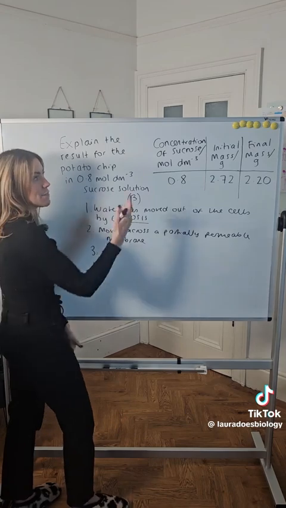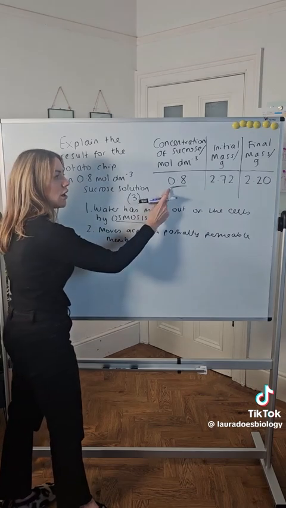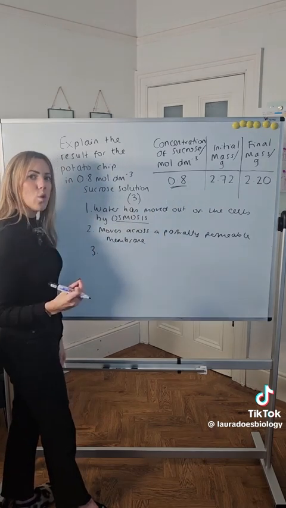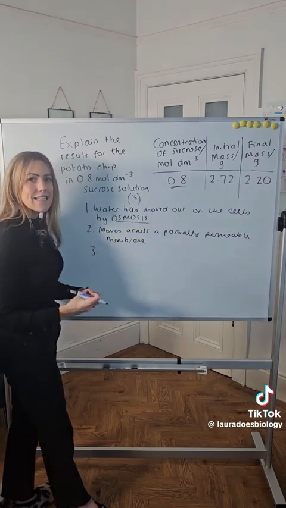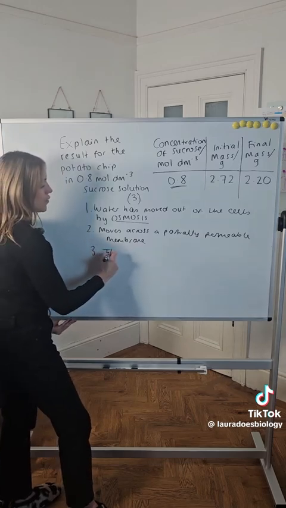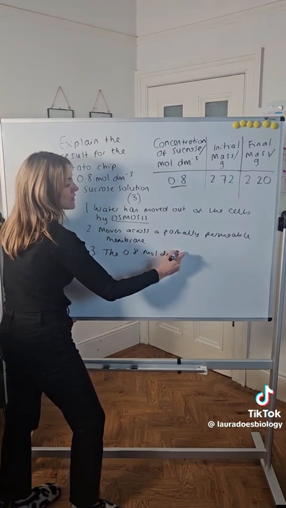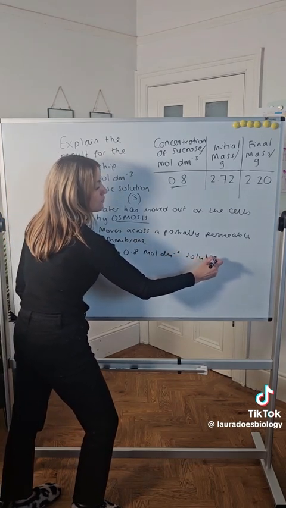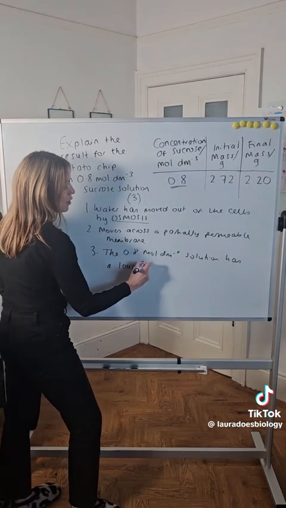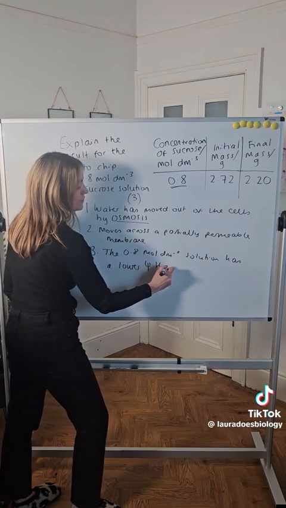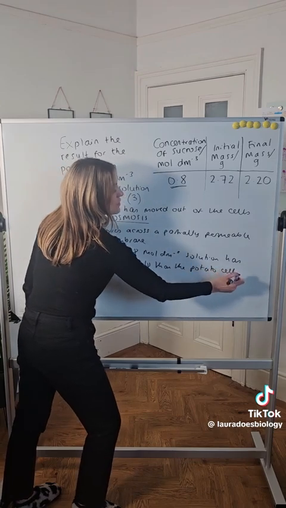And that makes sense because this is quite a high concentration of sucrose. So you've got a lot of solute dissolved in the water. So it would have a very low or a more negative water potential. So we can say the 0.8 moles per decimeter cubed solution has a lower water potential than the potato cells. Or you could have said it the other way around.